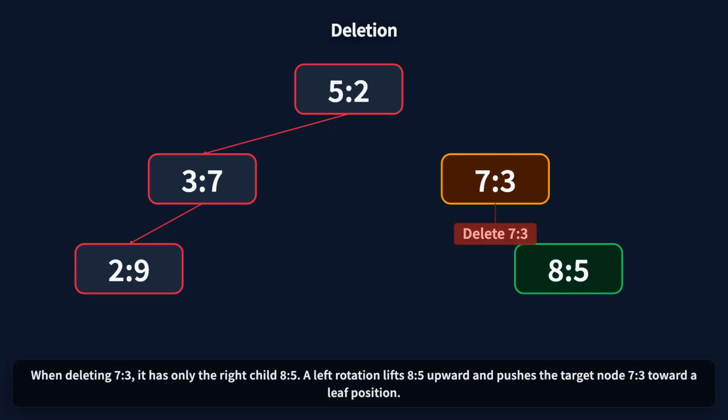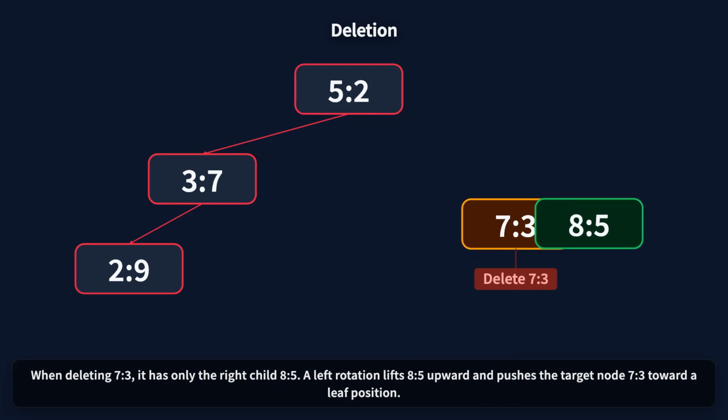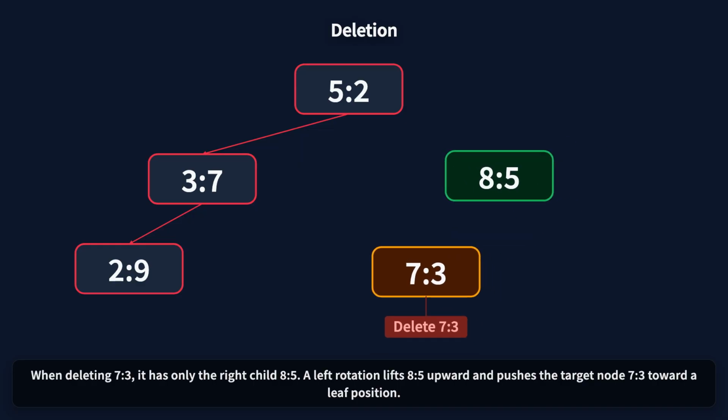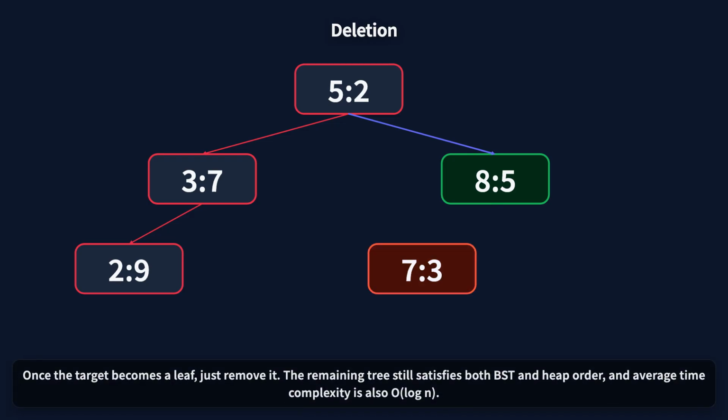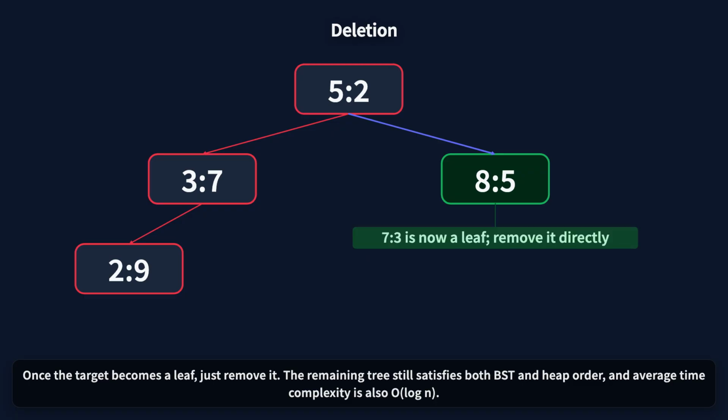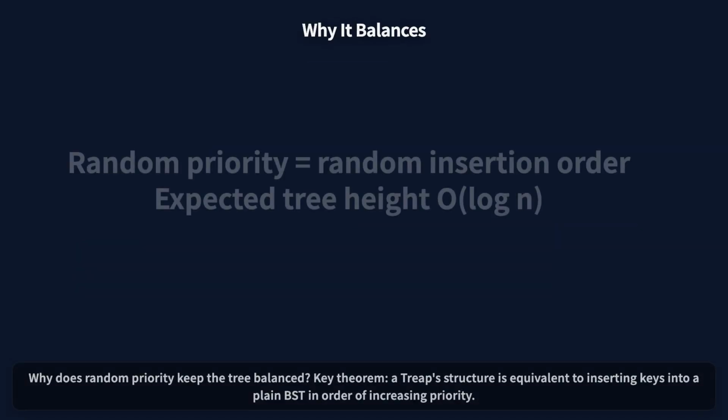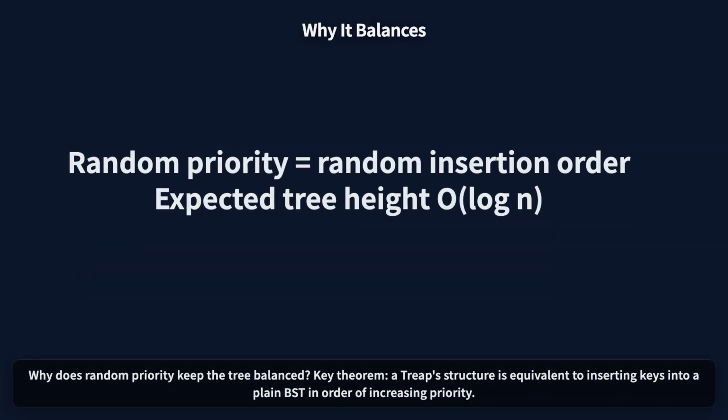When deleting 7, 3, it has only the right child 8, 5. A left rotation lifts 8, 5 upward and pushes the target node 7, 3 toward a leaf position. Once the target becomes a leaf, just remove it. The remaining tree still satisfies both BST and heap order, and average time complexity is also O(log n). Why does random priority keep the tree balanced?